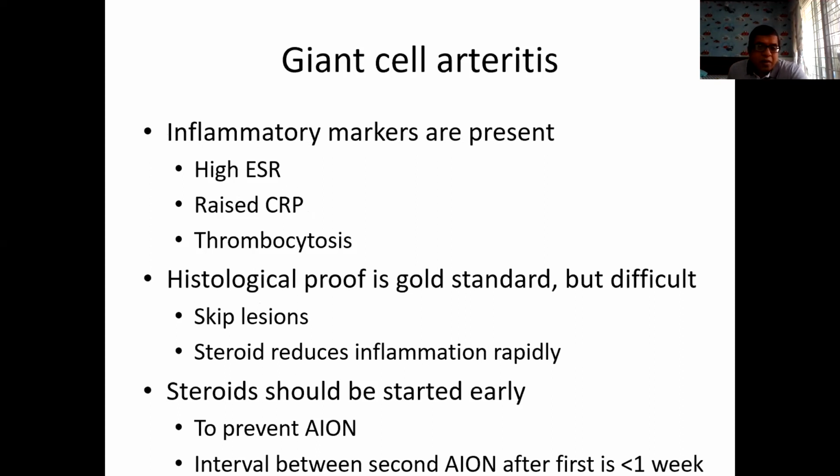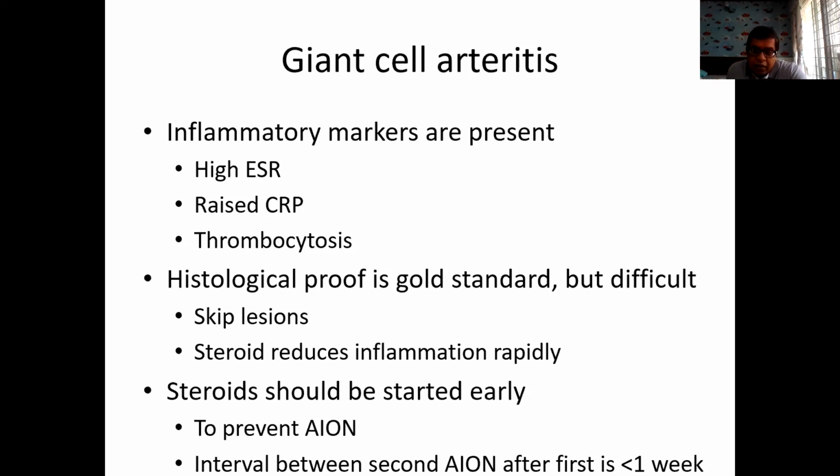Histological proof is the gold standard, but we know that it is difficult to get it because doing a biopsy may be difficult. Sometimes the lesion is a skip lesion. So the area where you have done the biopsy, the lesion may not be present, and if you give steroids, the inflammation dissolves rapidly. So after starting steroids, the biopsy may fail. Some people also do USG of the temporal artery, Doppler of the temporal artery for diagnosis. Even people are doing PET scan sometimes in this diagnosis.